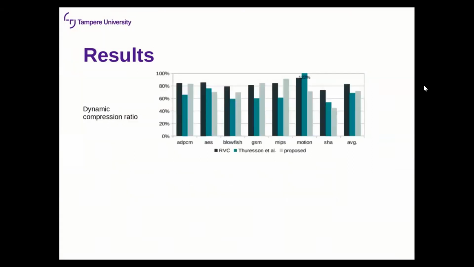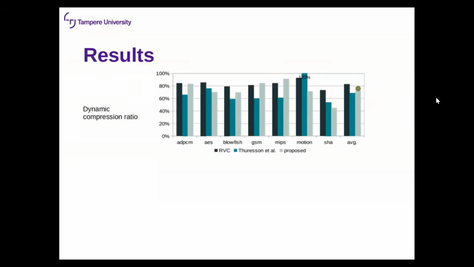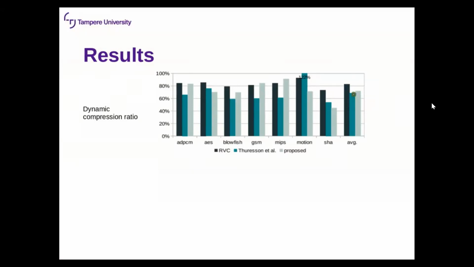Here are results for the dynamic compression ratio. On average, the RISC-V compressed instruction set performed the worst, resulting in around 18% reduction in the fetched number of bits. Our method followed it with around 30% reduction in fetched bits. Slightly better was the method by Turesson et al.